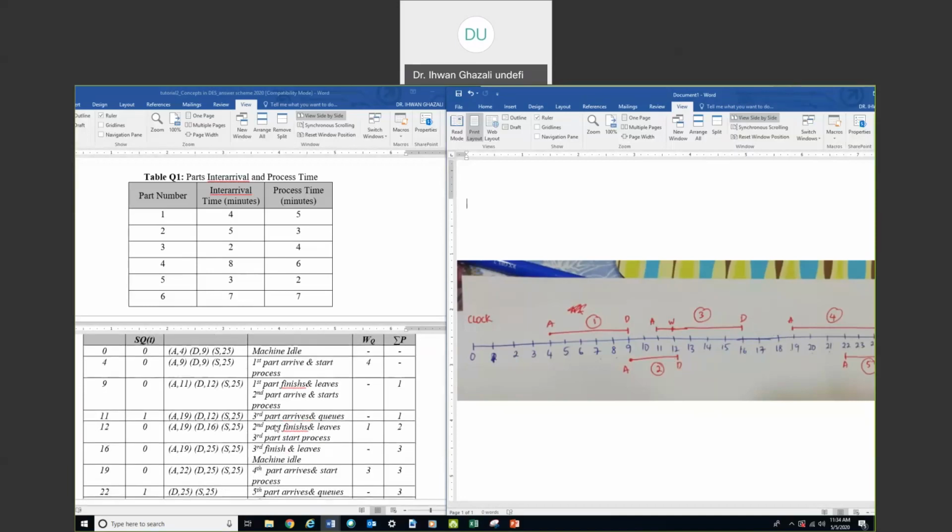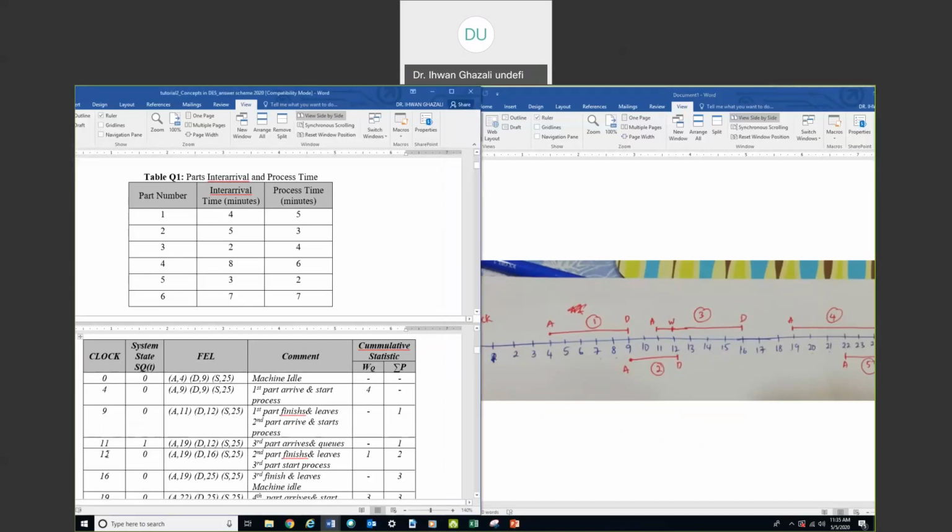Okay, then we continue. What is the comment? Comment is the third part arrive, and Q waiting. Why? Because part number 2 is not finished yet, and this part already came. Part number 2 not finished, and then part number 3 comes in minute 12 and is waiting. So one part is waiting here. Okay, now we go to clock 12.